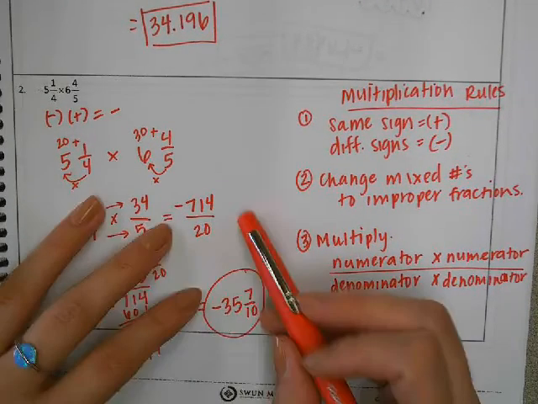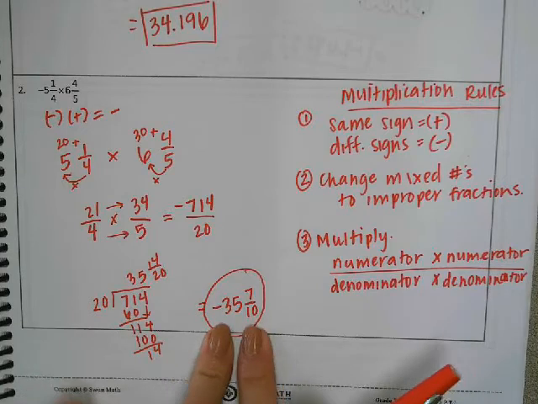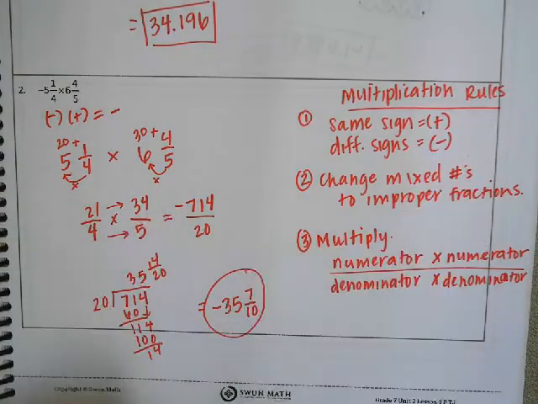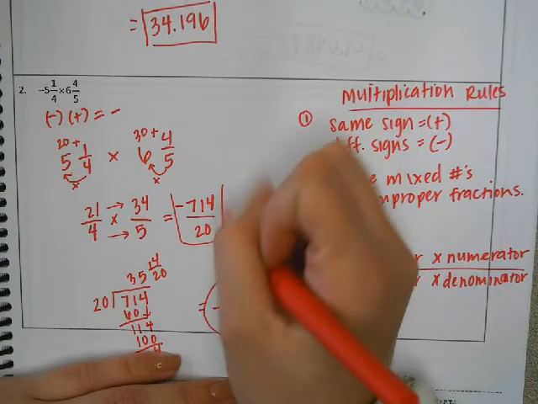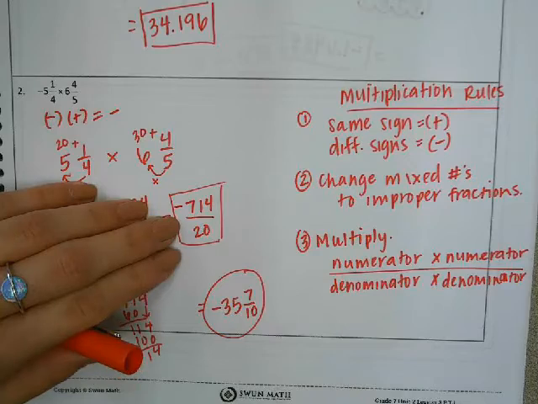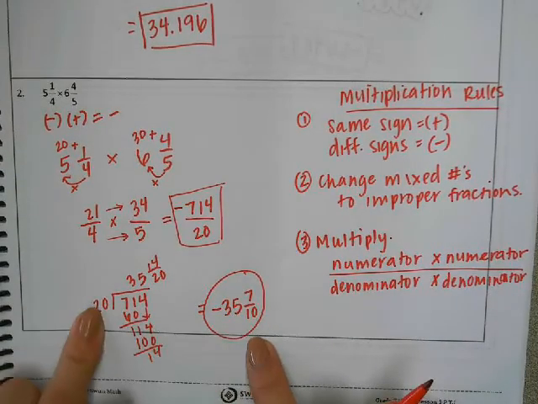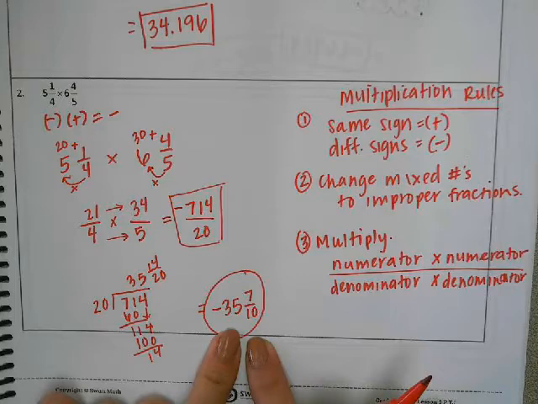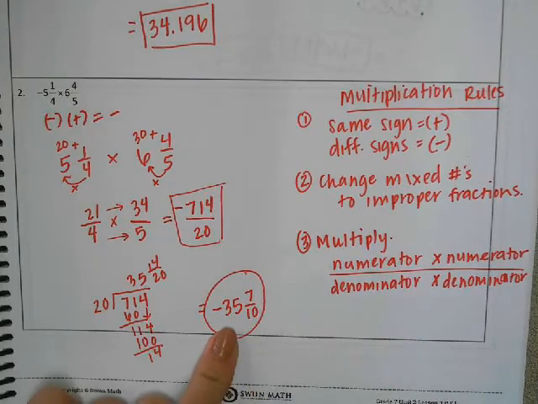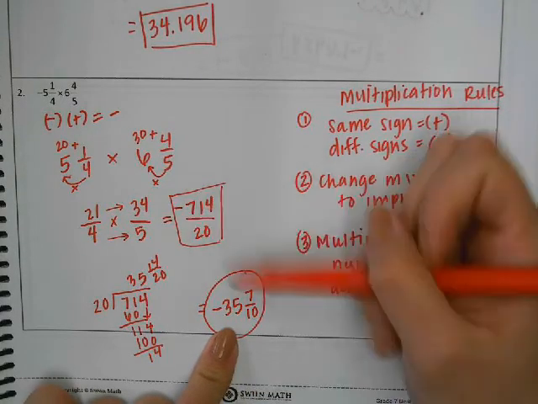So I will accept either answer. So if you want to leave your answer in this form, make sure you have the correct sign, and you can leave it as an improper fraction, or if you want to, you know these steps and you're pretty confident, you can change it to a mixed number and simplify. So either answer is correct.